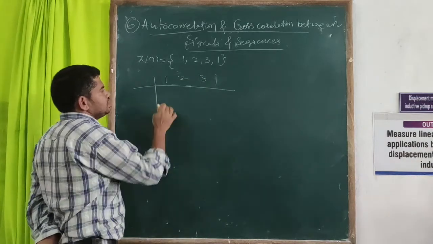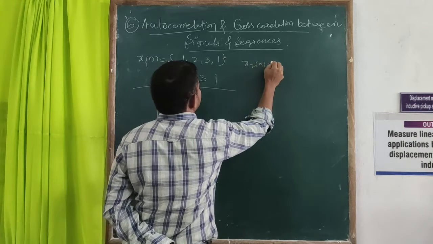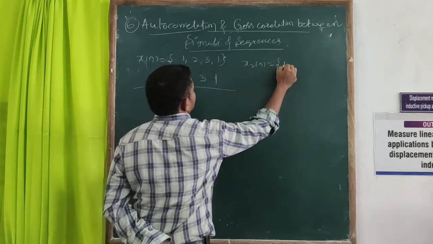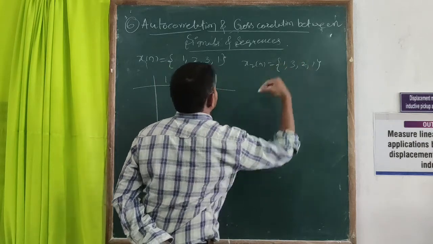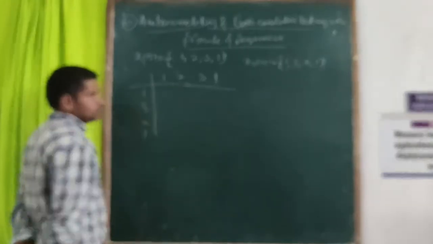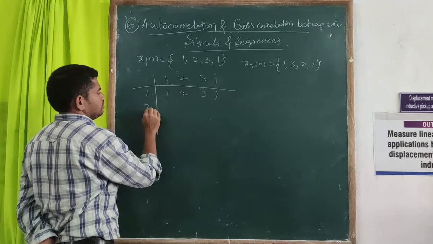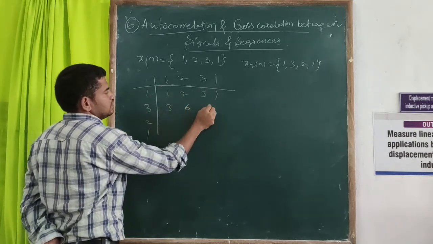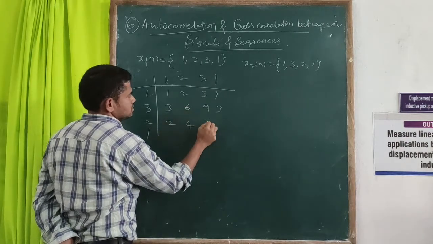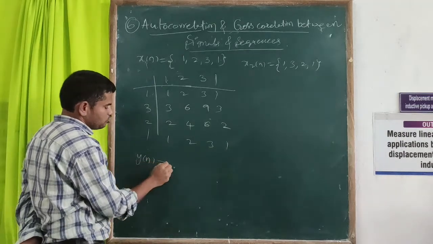1, 2, 3, 1. The next sequence, x2 of n, I write from this sequence only: the reverse of this sequence, 1, 3, 2, 1. Now we can perform the cross multiplication. 1, 2, 3, 1. 3, 6, 9, 3. 2, 4, 6, 2. 1, 2, 3, 1.